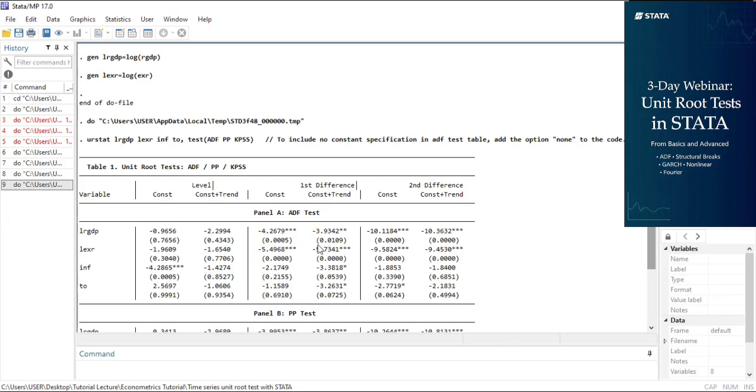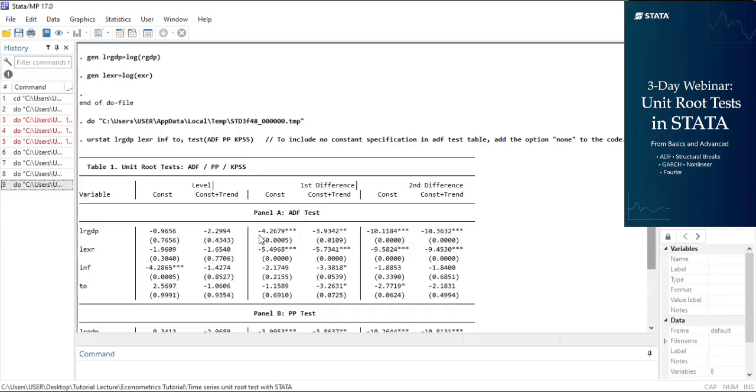For example, look at this one. The most significant specification here for log of exchange rate is minus 5.73. You can see this is more negative. Minus 5.7 is more negative than minus 5.4. Another thing you need to pay attention to here, look at this one for log of real GDP. This is more negative.